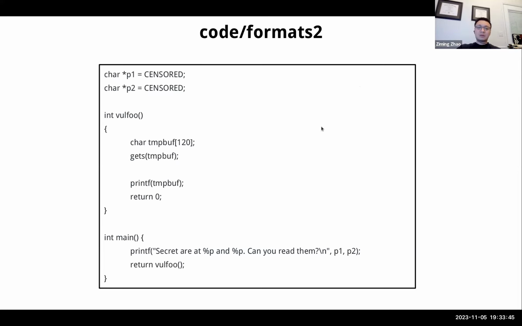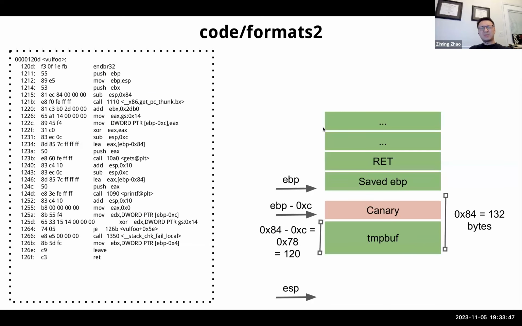Let's first look at what the stack looks like. The stack has the return address, saved EBP, there's a canary, and there is a temp buffer. And the temp buffer is at this address, EBP minus 4084, as you can see here. But for this one, this address doesn't really matter that much. We're not going to use that address.